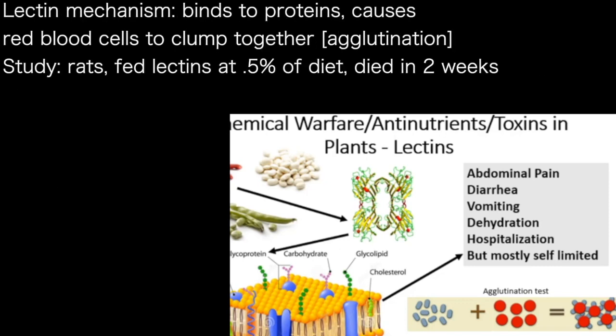So one way to show what happens is that this lectin can bind, and here is the red blood cell, can bind to the protein on the red blood cell and cause agglutination. It clumps them together. So that's one of the mechanisms as to what it is doing to the gut lining. Studies also show that rats fed lectins for as little as 2 weeks, 0.5% of their diet, died in 2 weeks.